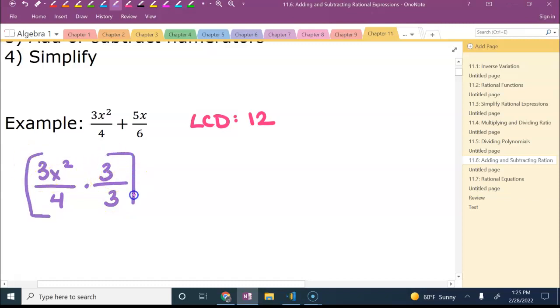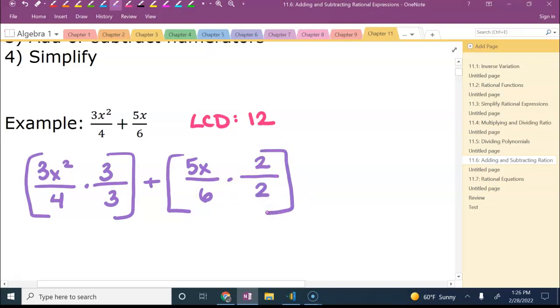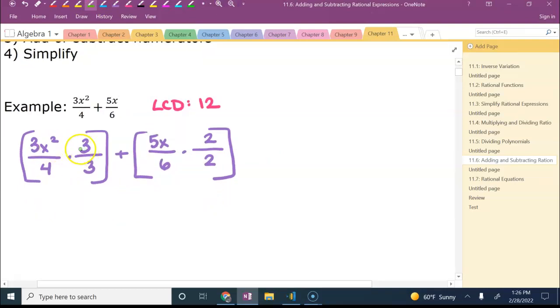Then we also need to change that second fraction, which says 5x over 6. Again, we're trying to get that 6 to become a 12, and we can do that by multiplying by 2 on the top and on the bottom, because 6 times 2 is 12. And again, same as that first one, whatever you do to the bottom, you have to do to the top. So to simplify here, on the top we'd have 3x squared times 3, that would become 9x squared, all over 12, and then plus 5x times 2 would be 10x, all over 12.